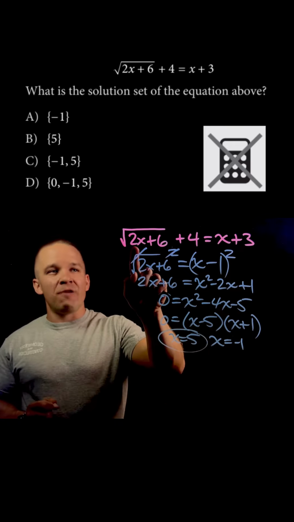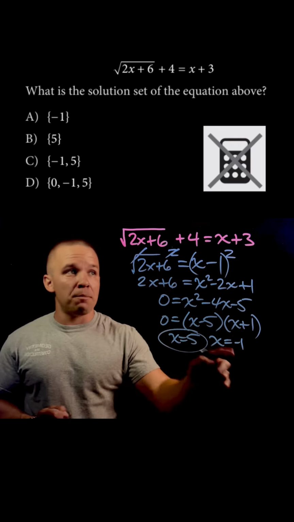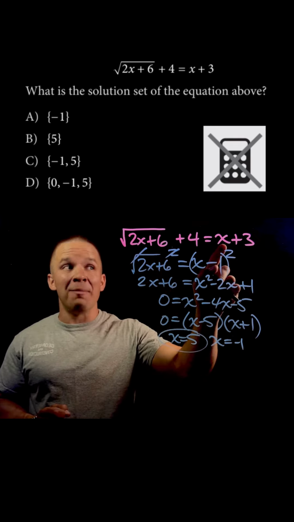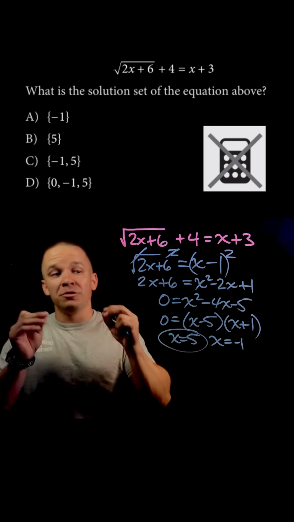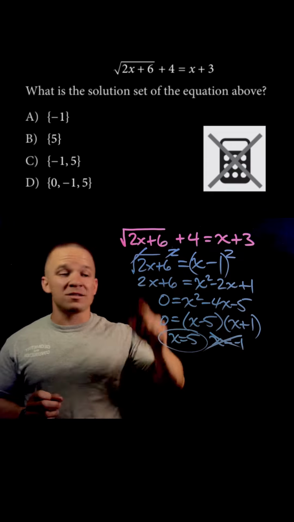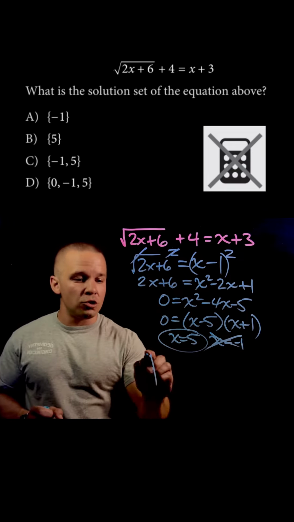Negative 1 now. If I plug that in, I'm going to get square root of 4, which is 2, plus 4 is 6. If I plug negative 1 in here, I'm going to get negative 1 plus 3 is 2. That's not true. 6 does not equal 2. So this one's out. It's an extraneous solution. It does not work in the original problem. My only solution here is 5, which is choice B.